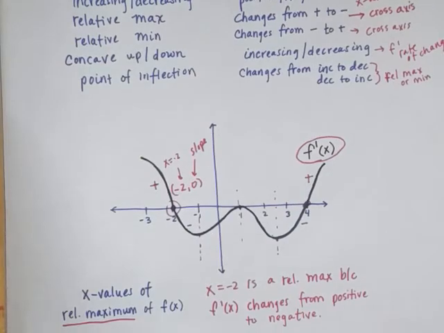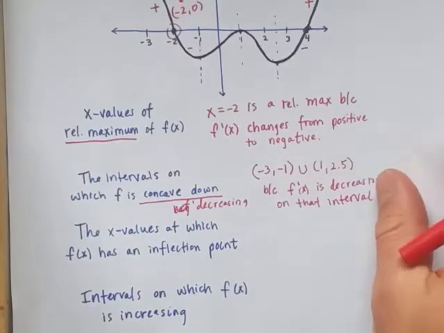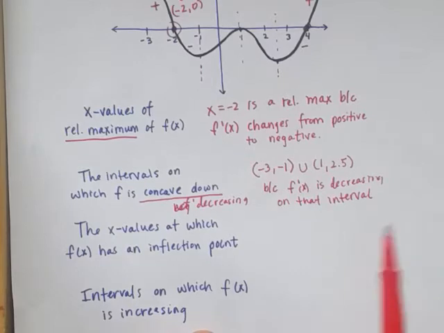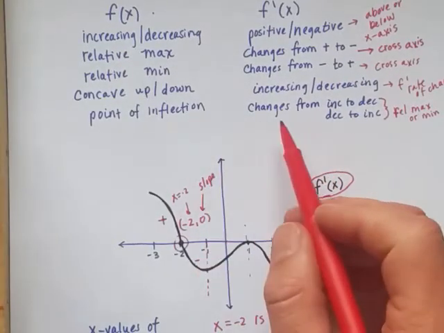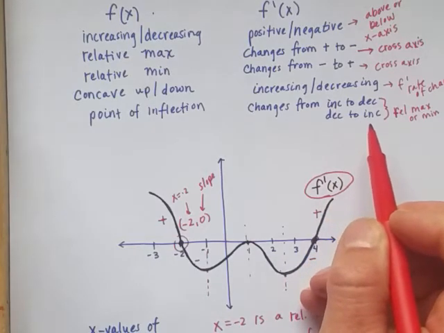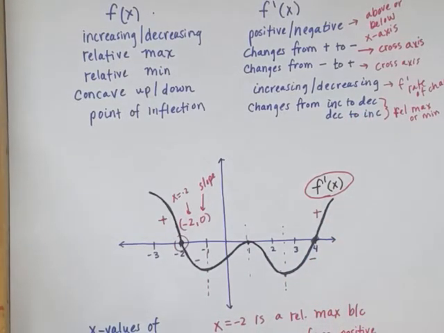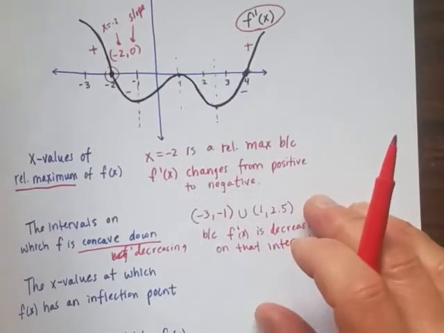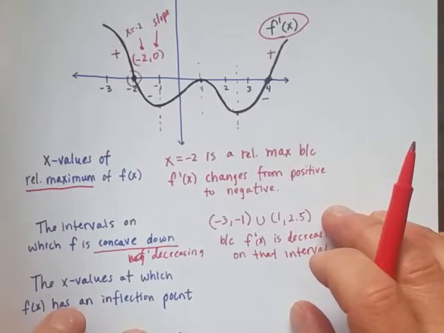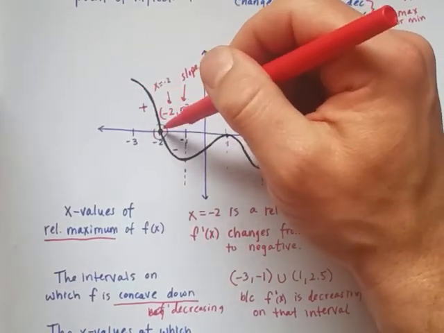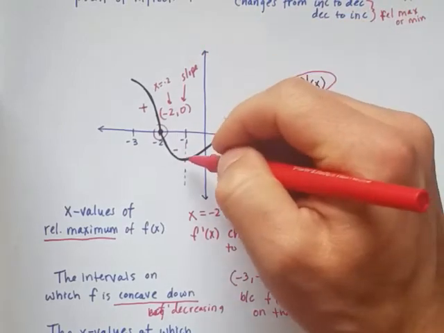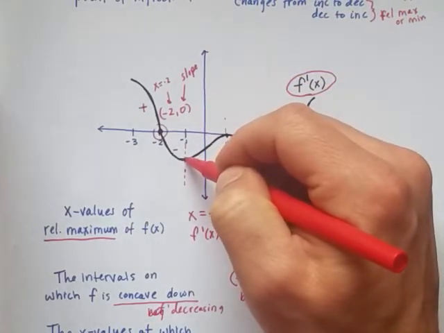Okay, the x values at which f of x has an inflection point. Sorry, I was hiding that. There we go. So let's look to see where our point of inflection is going to be. If I look back up top, that's going to be when it changes from increasing to decreasing or decreasing to increasing. So if I'm looking at my f prime, I have to find where it changes from increasing to decreasing or decreasing to increasing. Is there a point in here where it changes from decreasing to increasing? Yes.